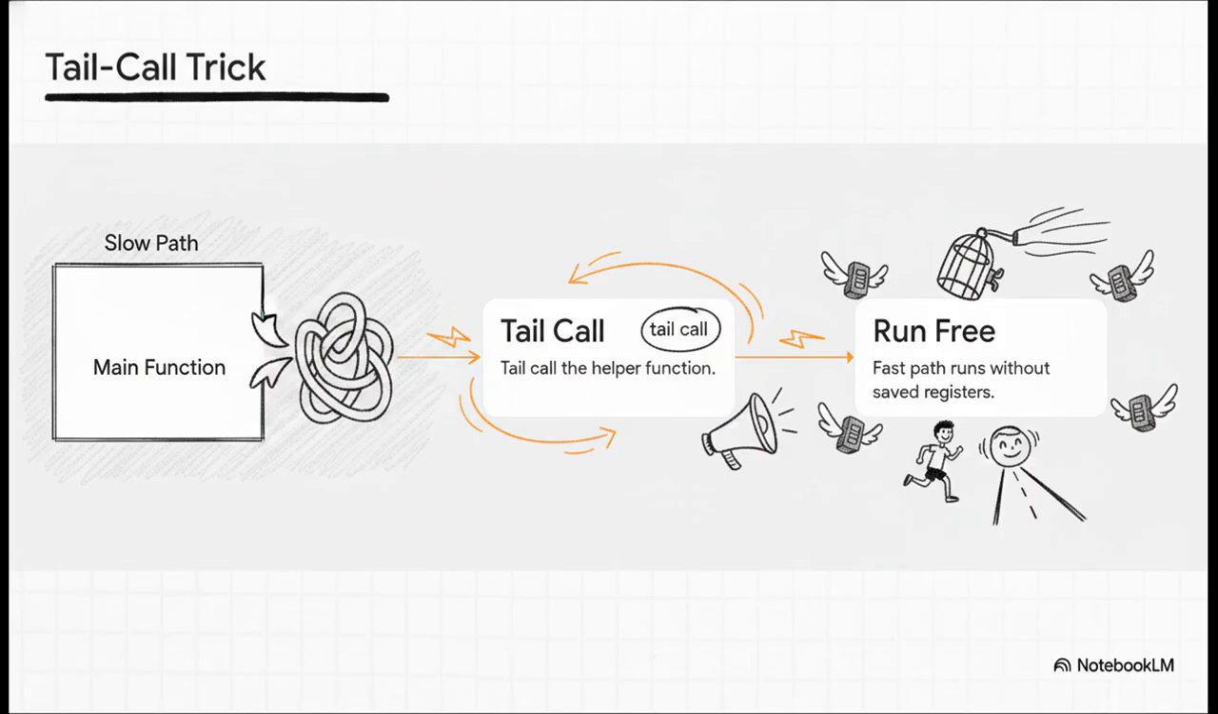We set it up so that if the vector is full, calling that helper function is the absolute final thing the push_back operation does. And step 3. Because it's a tail call, the fast path doesn't have to save its state to return later. It is finally free from the baggage of saving registers and runs entirely unencumbered.